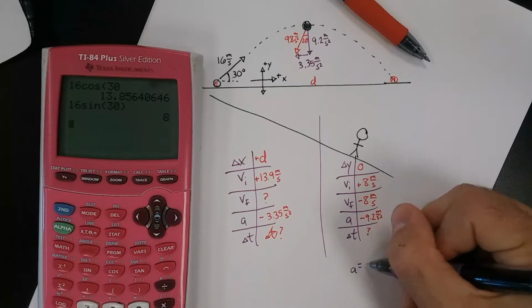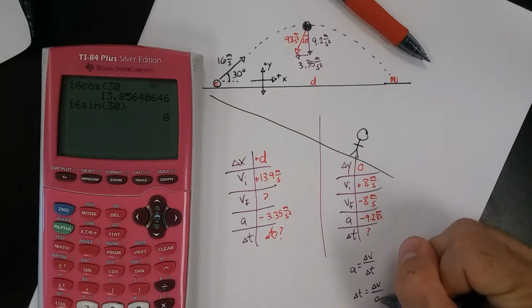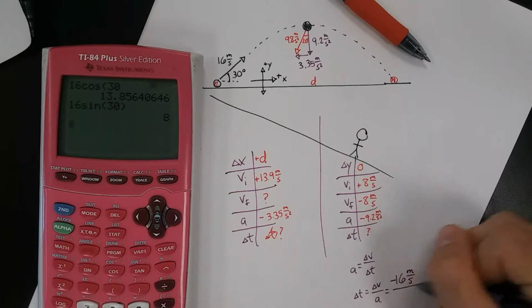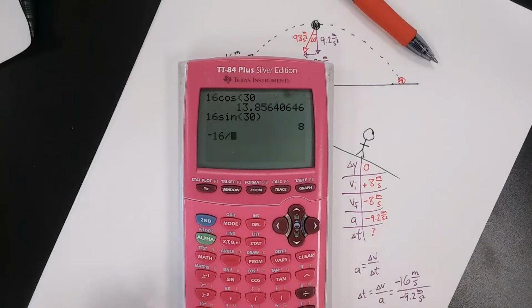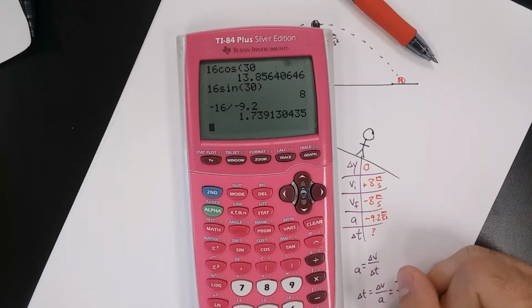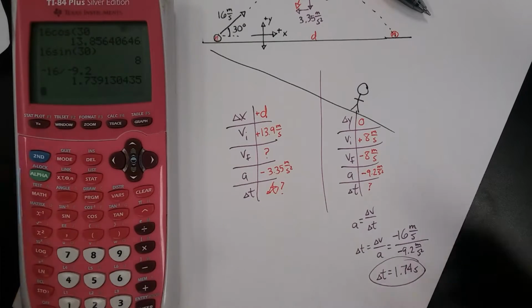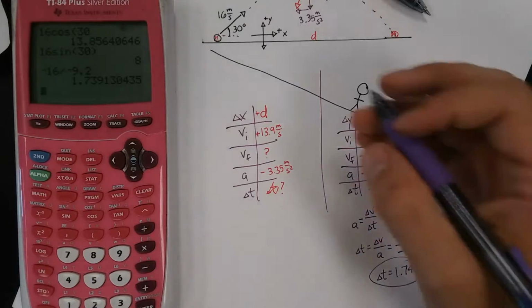So saying a equals delta v over delta t, or delta t equals delta v over a. Delta v, we experience the change of negative 16 meters per second with an acceleration of negative 9.2 meters per second squared. Negative 16 divided by negative 9.2, we get a time of 1.74 seconds, which totally makes sense because that's the time we got before. 1.75, there's just rounding that messed that up.